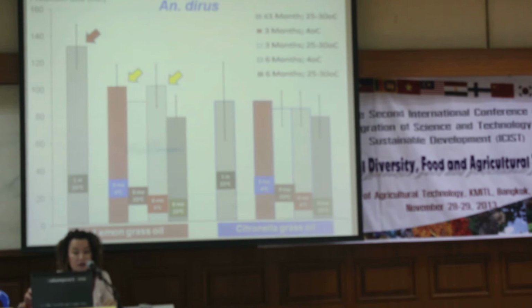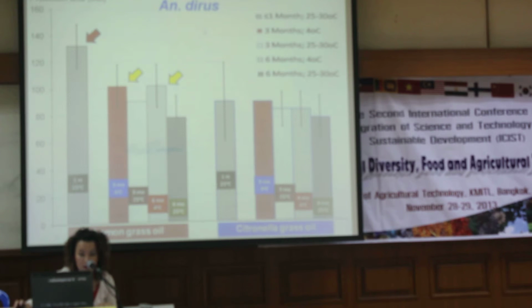So the next slide shows the protection time for Anopheles dirus. The result, please see the red arrow here. The result indicated that the fresh essential oil of lemongrass, kept for 1 month, provides protection time against Anopheles dirus of up to 2 hours.